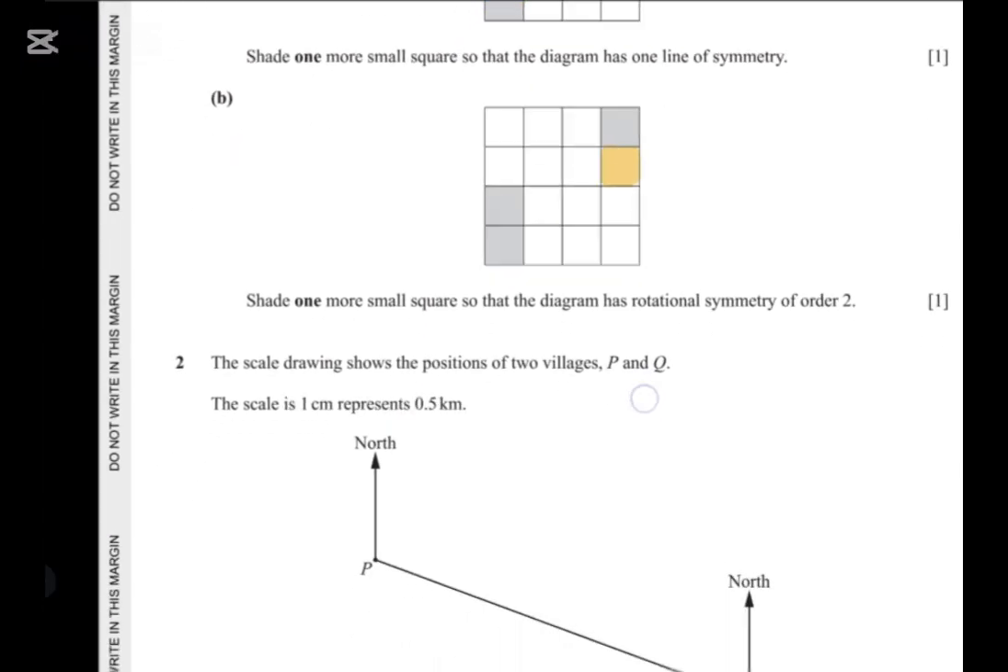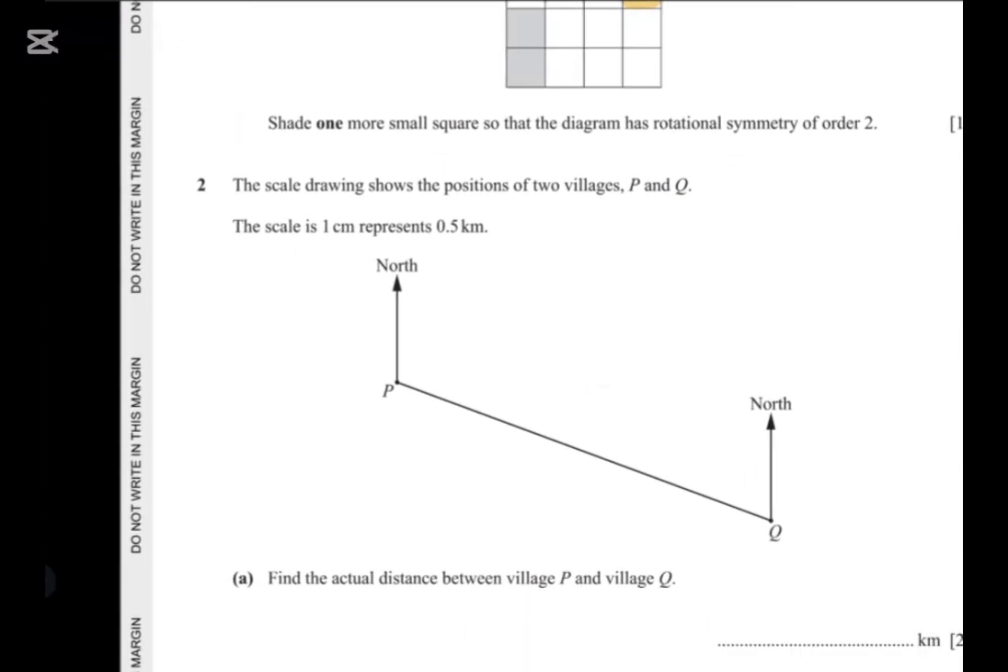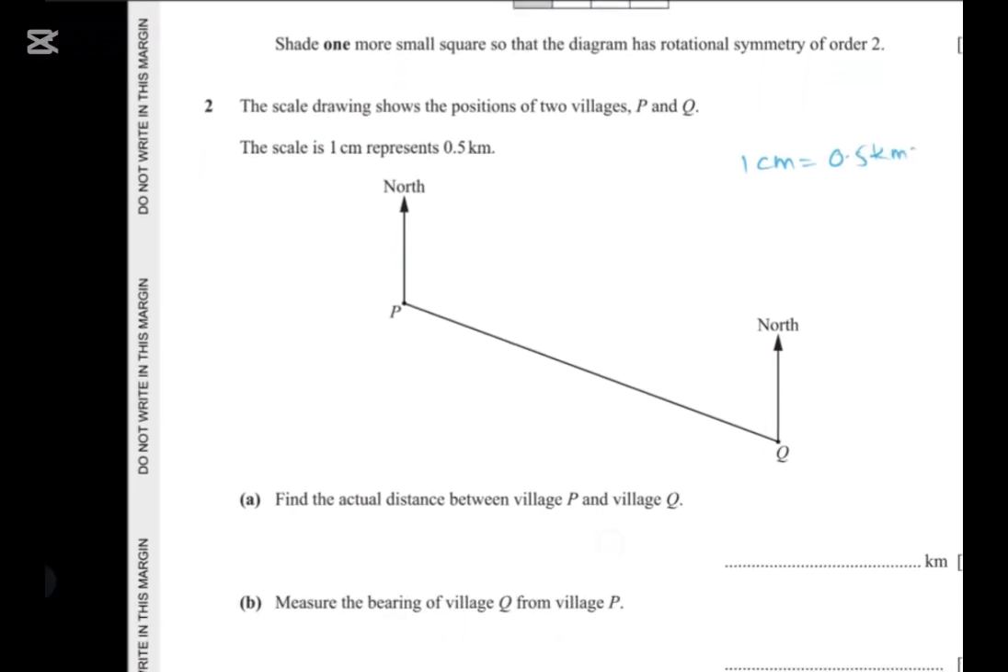Question number 2, the scale drawing shows the positions of two villages P and Q. The scale is 1 centimeter represents 0.5 kilometers, so the scale is given to us like this: 1 centimeter is equal to 0.5 kilometers. Question A, find the distance between village P and Q. That should be the actual distance.